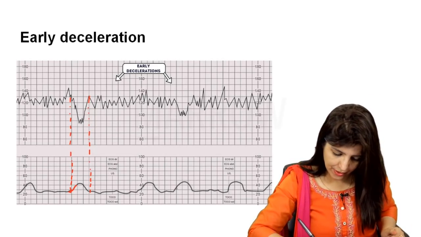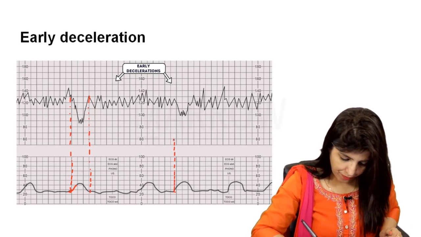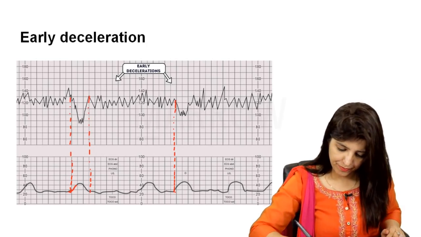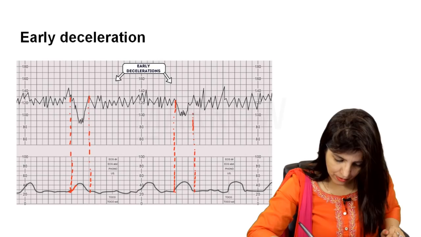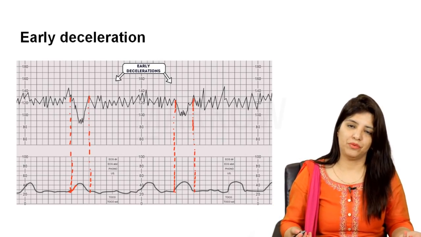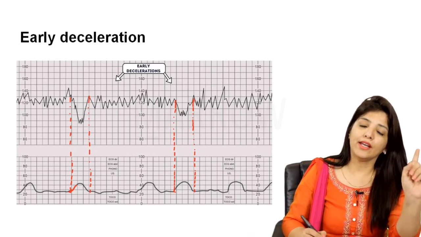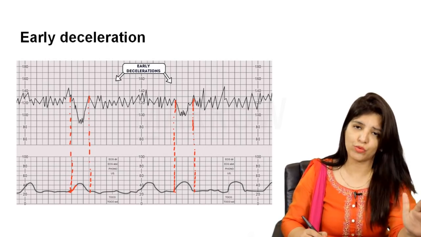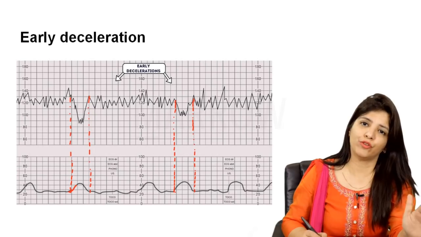See one more example here. The uterine contraction begins here. The fetal heart rate begins to decrease. The contraction is over, the dip is over, right? So this is a case of early deceleration. In early deceleration, the decrease in fetal heart rate will be gradual and it will be seen in case of head compression of the fetus.